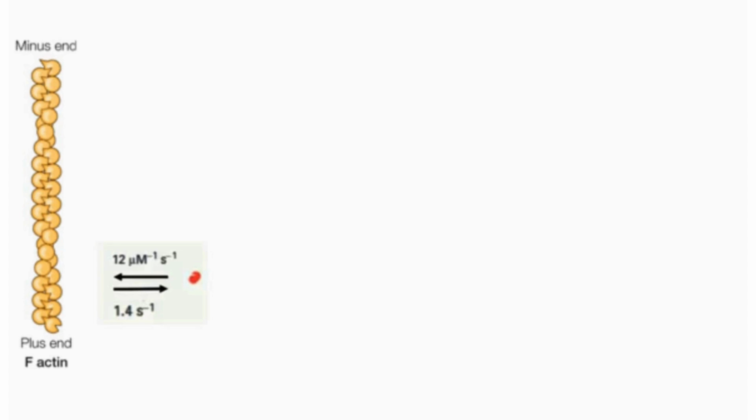First, let's focus on the plus end. At the plus end, we have the monomers where the polymerization takes place. The rate of polymerization is 12 micromolar per second, whereas the rate of depolymerization is 1.4 micromolar per second. So if you see, at the plus end the rate of polymerization is more than the rate of depolymerization.